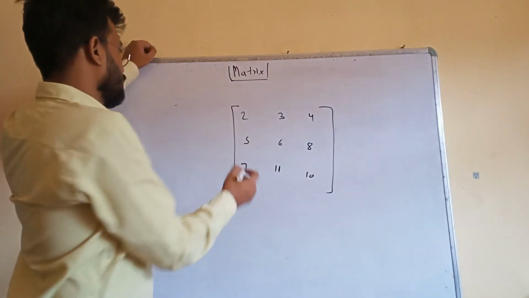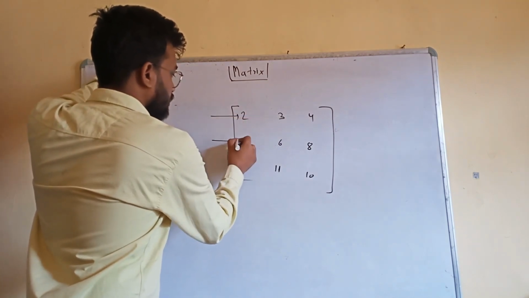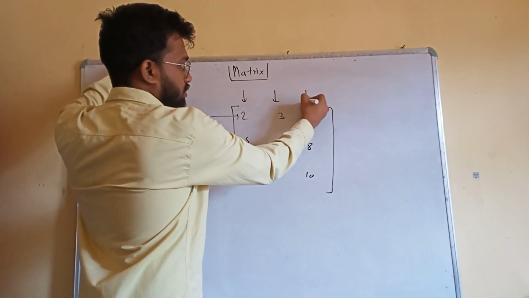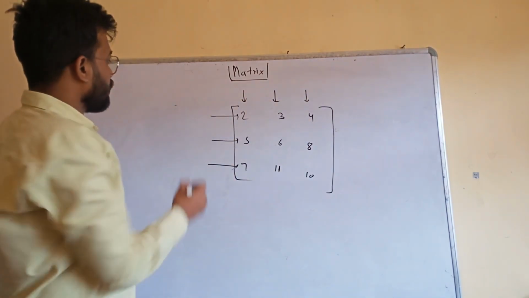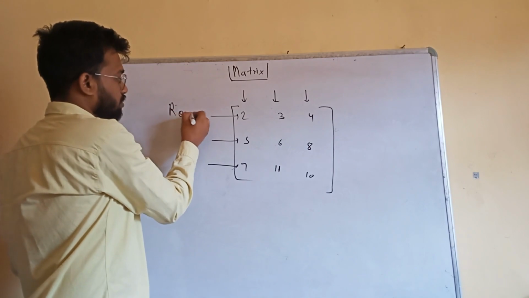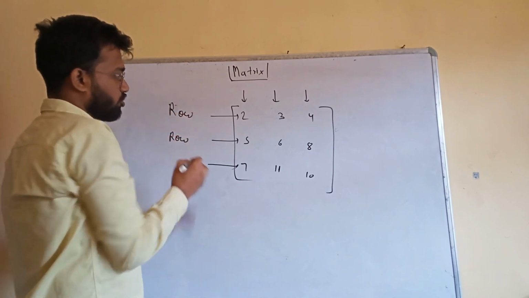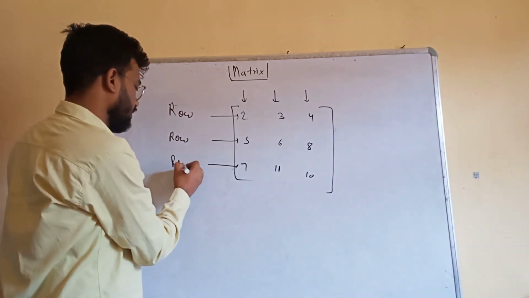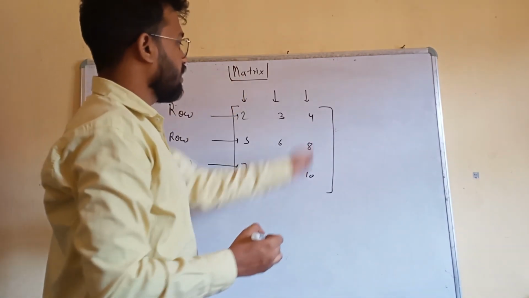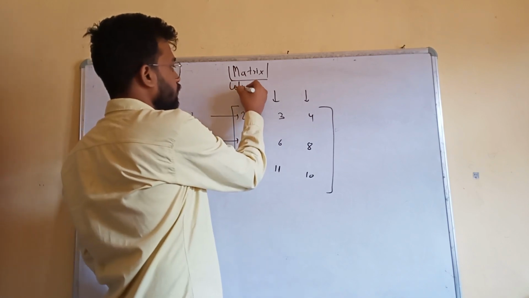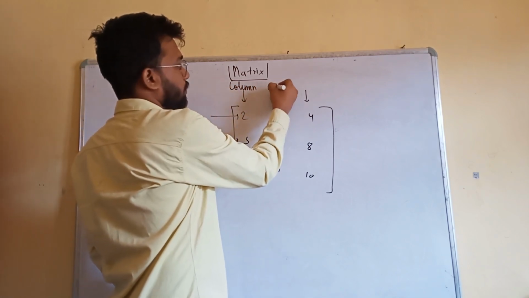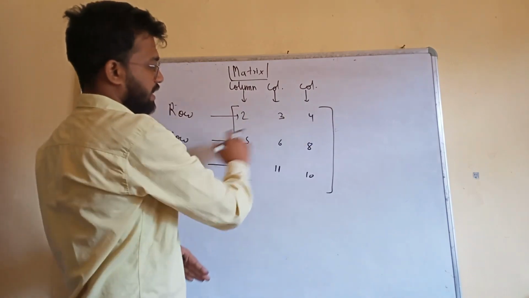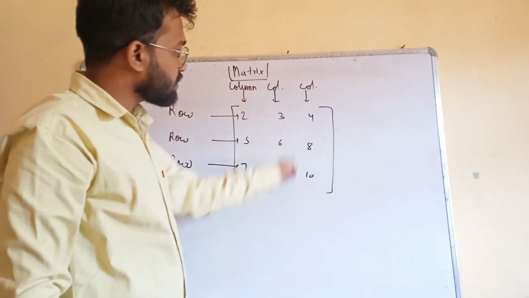So this is the matrix. Before I was saying this is a horizontal line, this is a horizontal line, this is a horizontal line, and this is the vertical line. Now horizontal lines, I'm going to say these are rows. And these vertical lines, I'm going to say columns. So these horizontal lines are representing rows, and these vertical lines are representing columns.